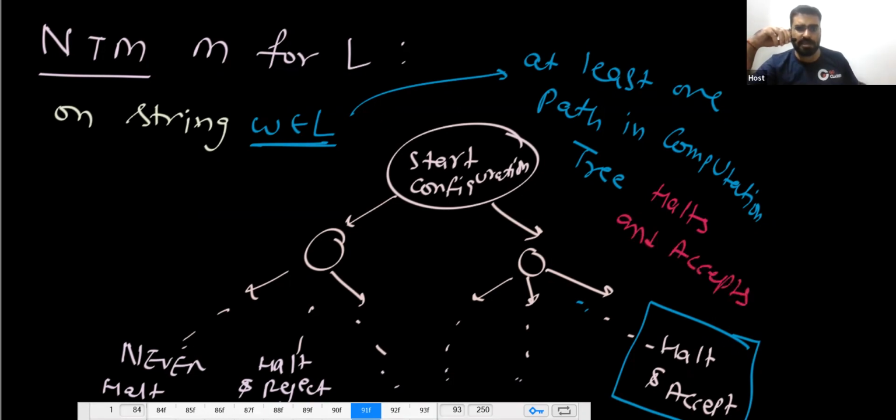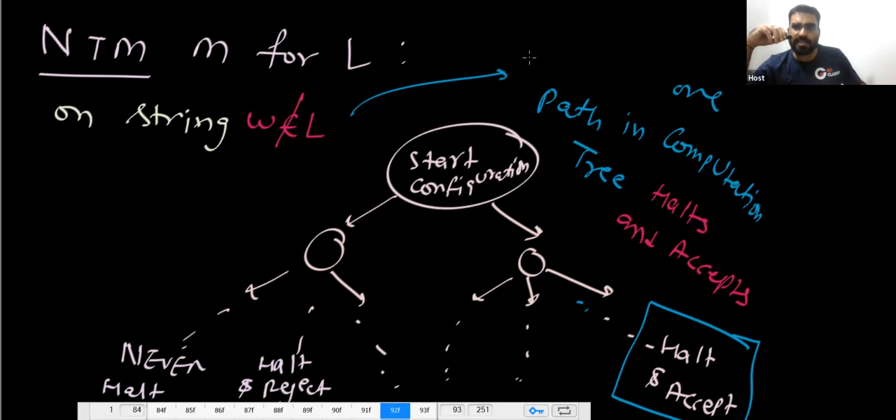Is this clear? Tell me. And if your W does not belong to L, then what will happen? If it does not belong to L, then remember, no path can accept. No path in the computation tree accepts.